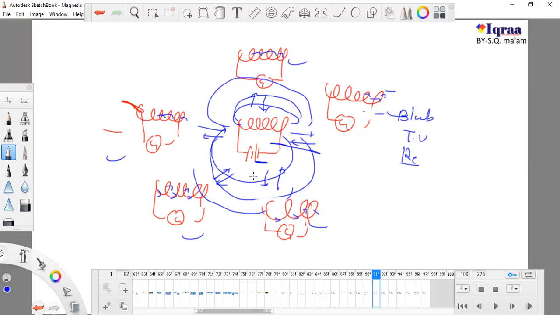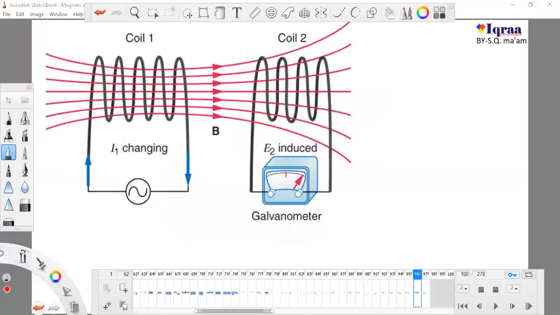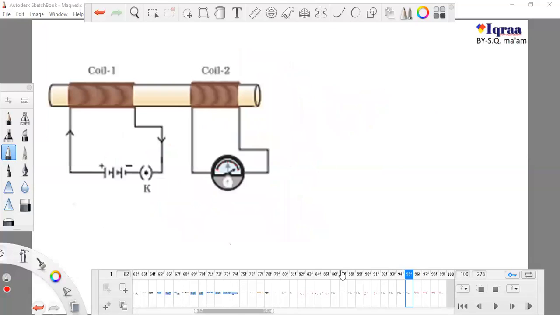Okay, so this is what we studied, how we can generate a current. And nowadays so many countries are using this type of induction. By using this tiny amount of electricity you can use a huge amount of electricity. Okay, this is our diagram. This is a diagram I took from somewhere else.